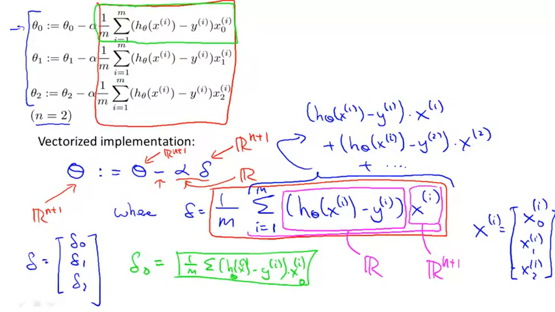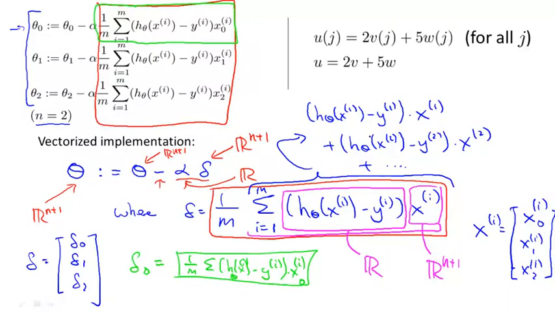And the meaning of each of these terms is a lot like, if you remember, the earlier quiz in this, right? You saw this equation. We said that in order to vectorize this code, we would instead set u equals 2v plus 5w. So we're saying that the vector u is equal to 2 times the vector v plus 5 times the vector w. So this is an example of how to add different vectors. And this summation is the same thing.